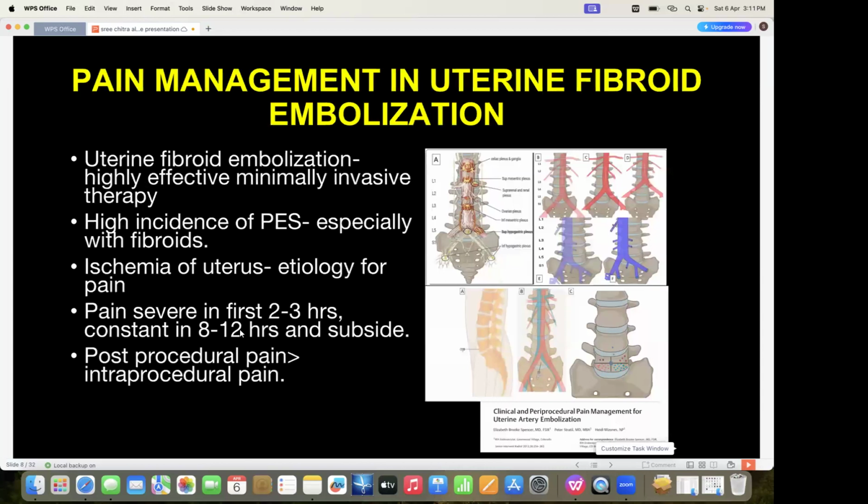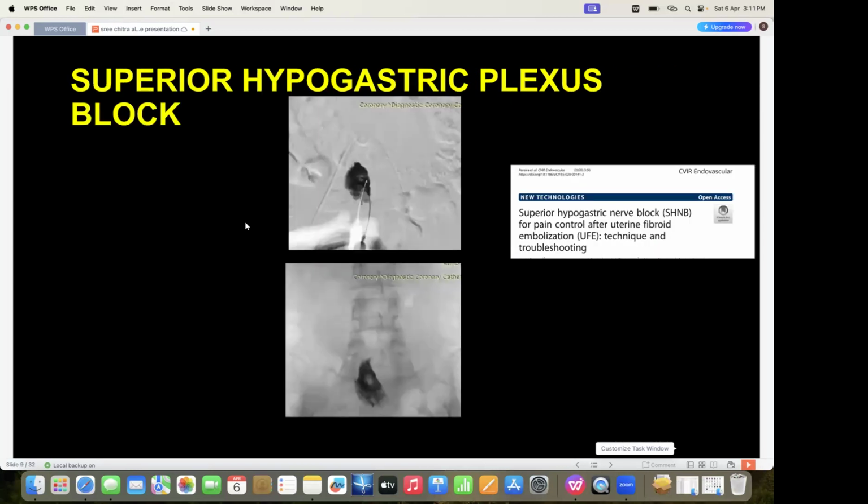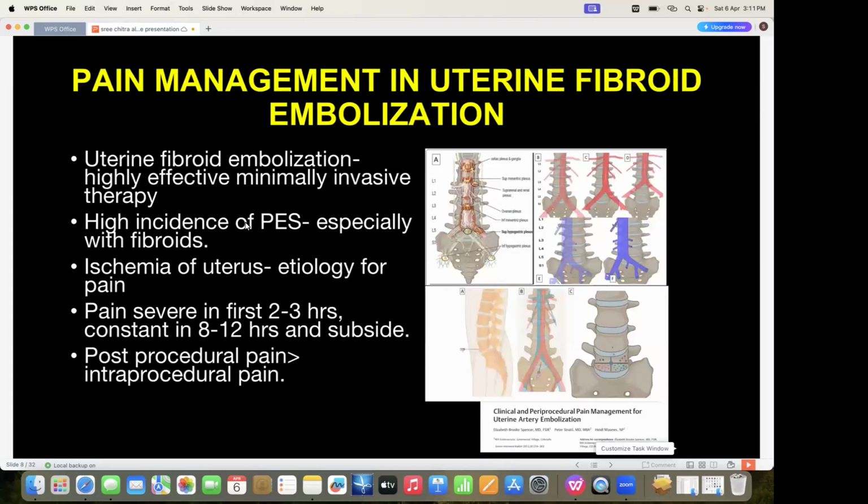So regarding pain management in uterine fibroid embolization, uterine fibroid embolization is highly effective, a minimally invasive therapy for fibroids, especially if on imaging it is feasible for embolization. But a high incidence of post embolization syndrome is noted. It is due to ischemia of the uterus, which depletes ATP, and because of the depletion of ATP, there will be anaerobic glycolysis and lactic acidosis formation. This acidosis results in the pain.